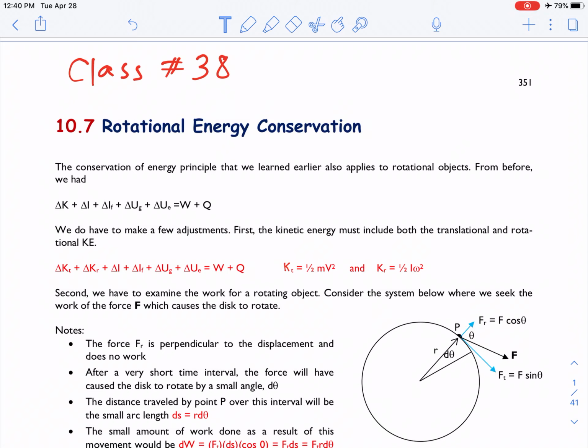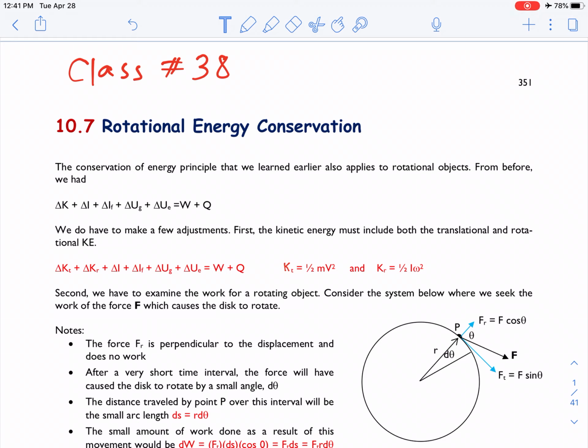Okay, class number 38 starts on page 351, and we will talk about rotational energy conservation. The conservation of energy principle that we learned earlier also applies to rotational objects. And this is the equation we had: delta K plus delta I plus delta IF plus delta UG plus delta UE equals work done plus heat transfer. And now we're going to make some changes.